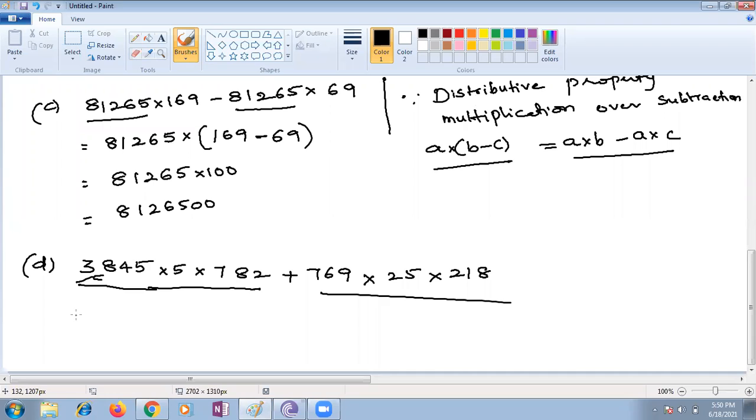Ma'am, when we divide 3,845, we'll get 769 into 5 into 5 into 782 plus 769 into 25 into 218. So when we multiply, that's why I told, can I divide 769 here with 5? Ma'am, can I tell the answer to this sum? Like the process. Yes, please.